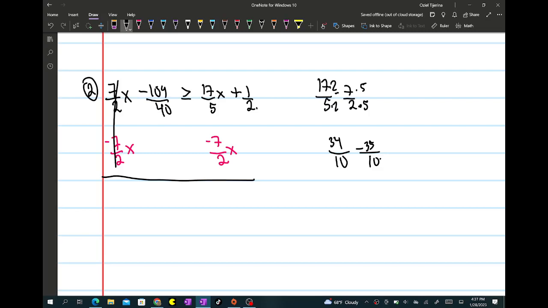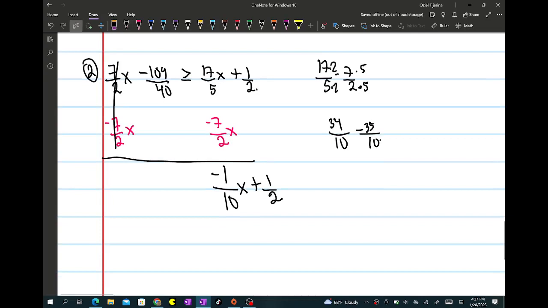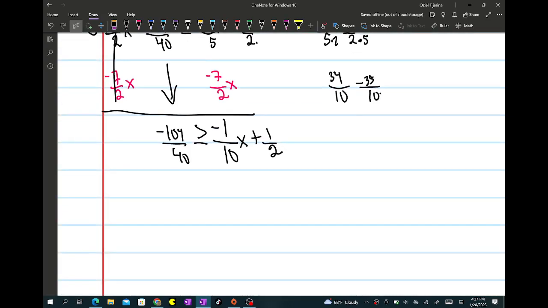So this would be negative 1 over 10x, and then we have plus 1/2. And then over here, we have negative 109 over 40. So I can bring this down, and the inequality symbol, bring it down. Then we have negative 109 over 40 is greater than or equal to negative 1 over 10x plus 1/2.